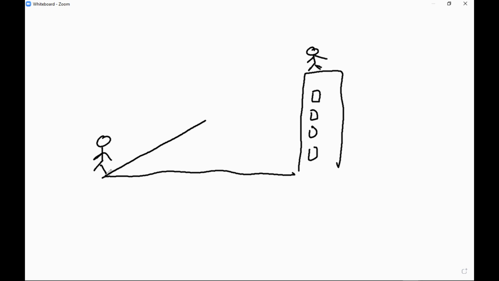From the bottom of my feet up to the top of the building, this is my angle of elevation, and I am 15 meters from the base of the building, and the height of the building is, let's say, 100 meters, not drawn to scale. Calculate the angle of elevation from me at A to this person at B.